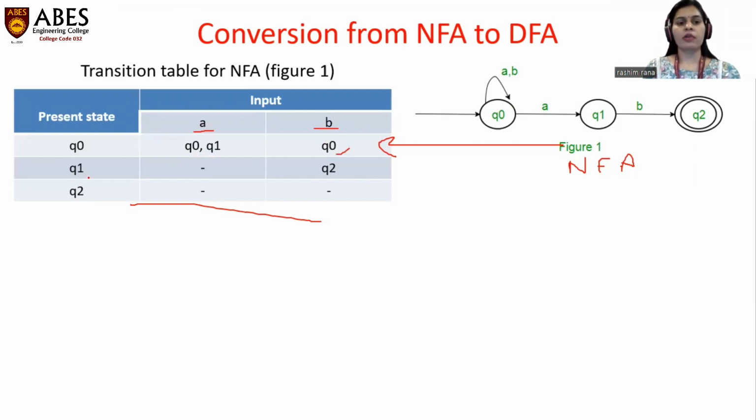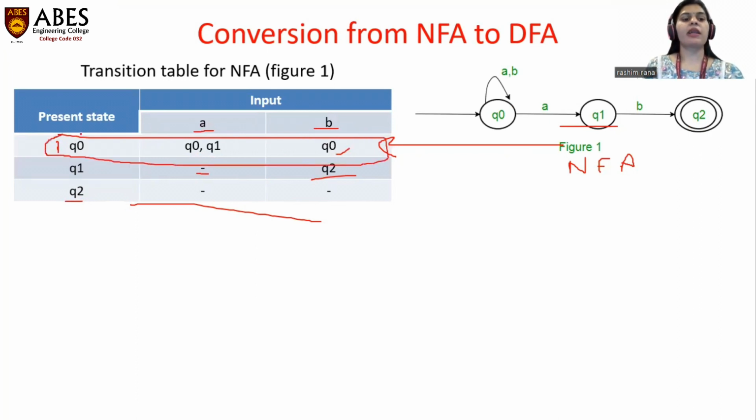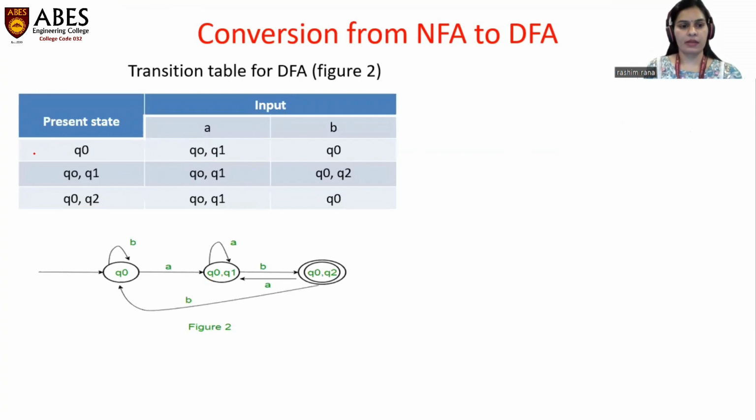On applying input A on Q1, we get phi. On applying input B on Q1, we get Q2. And on applying input A and B on Q2, we get phi on both. We take the first line of this transition table as it is, like that.